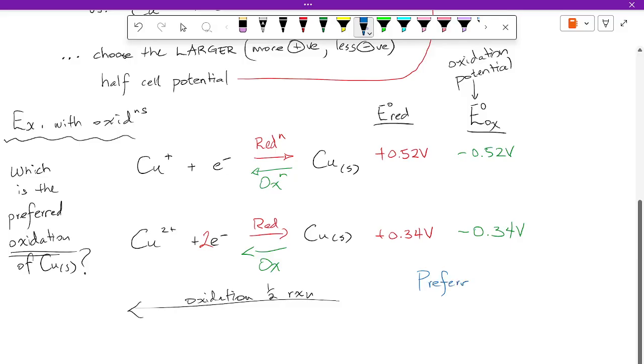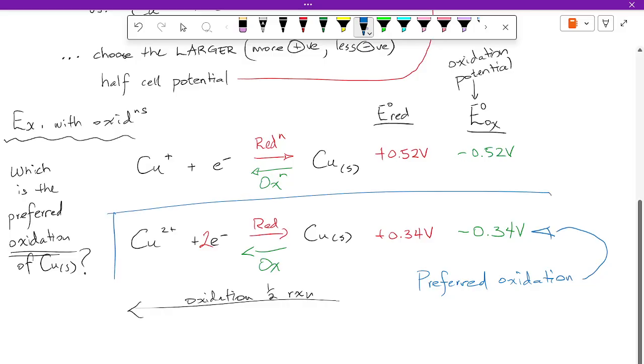Cu2 plus. Because it is bigger. It's got a bigger potential. It is less negative than the other one.